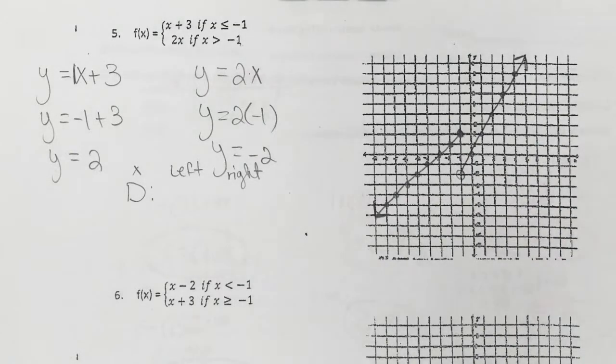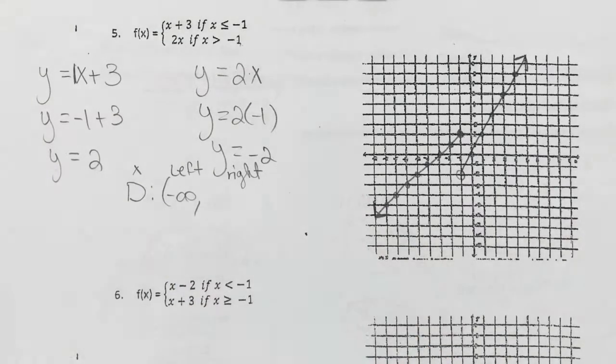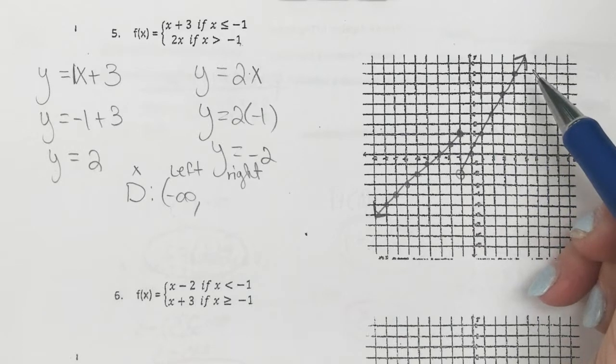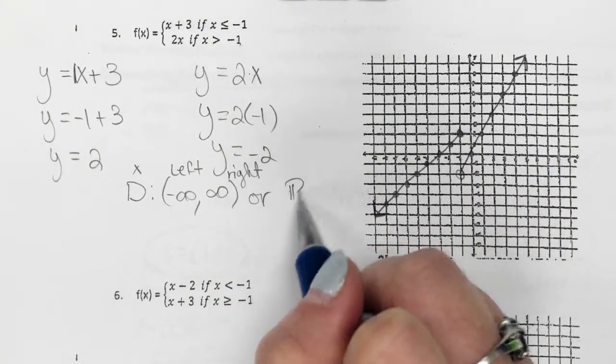Do you see one that's going to the left? Yes. Forever and forever and forever. So what is that? Negative infinity. And you see one going to the right? Yes. Forever and forever and forever. I know he looks like he's going up, but I'm thinking right. That's positive infinity. Or you could have just simply said all real numbers.